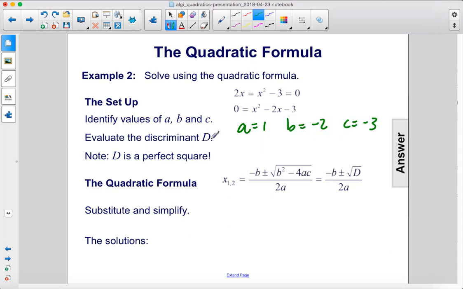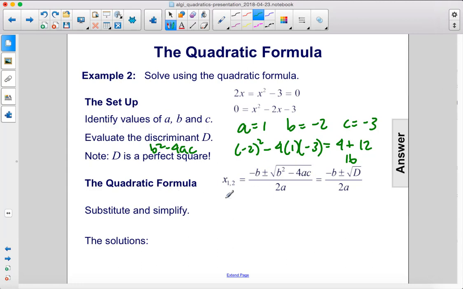Now let's evaluate d. So d is b squared minus 4ac. So that's negative 2 squared minus 4 times 1 times negative 3 equals 4 plus 12, because those two negative signs will cancel, and that is 16, which is a perfect square.